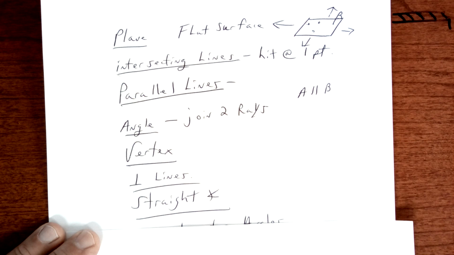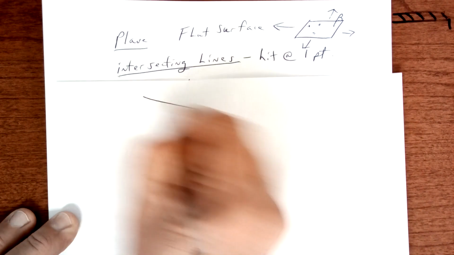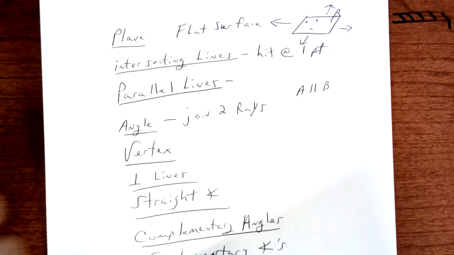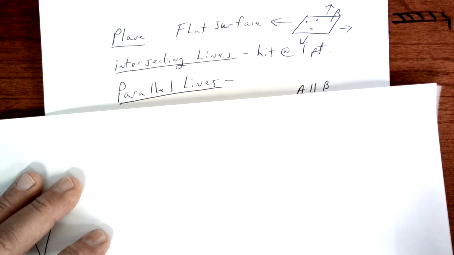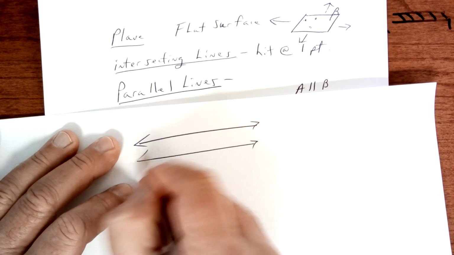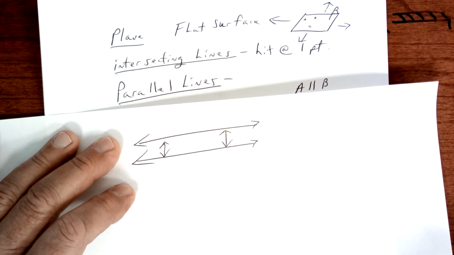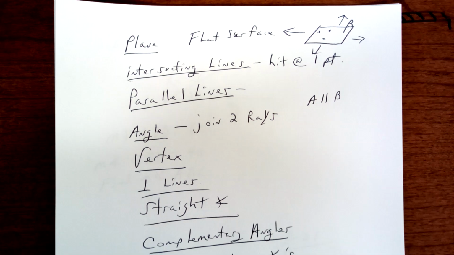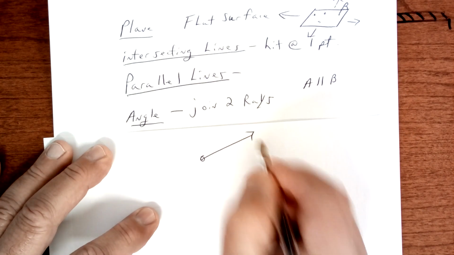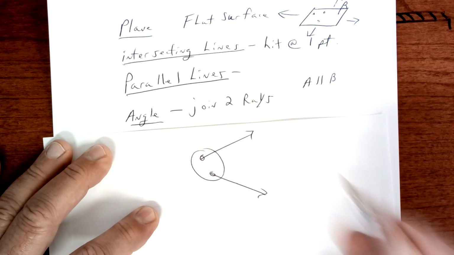Intersecting lines hit at a point. Okay? So 1 point. So if you take a line like that and it intersects at a point. Parallel lines never intersect, like the railroad track. They will never intersect. The distance is the same. An angle is joined by two rays. So if you take this ray and you take this ray and you join them at the end point, you form an angle.